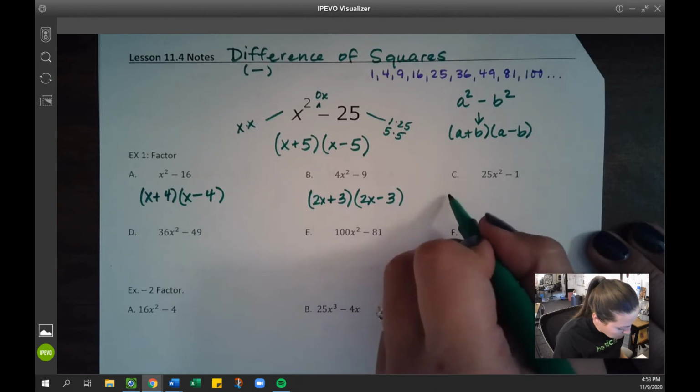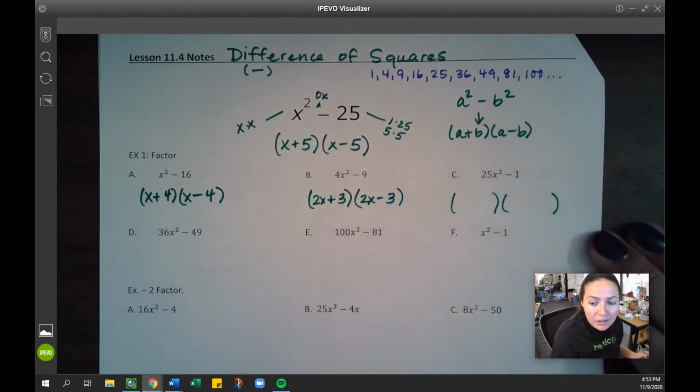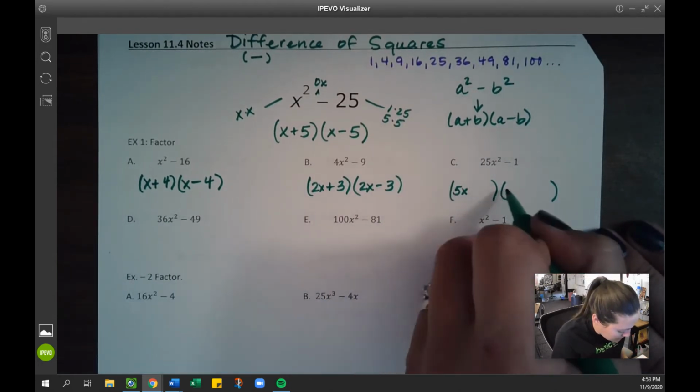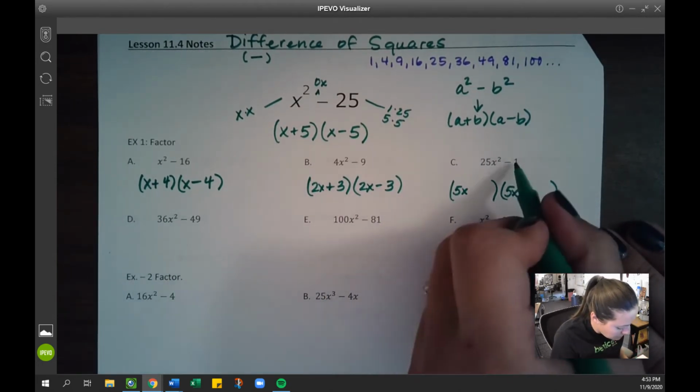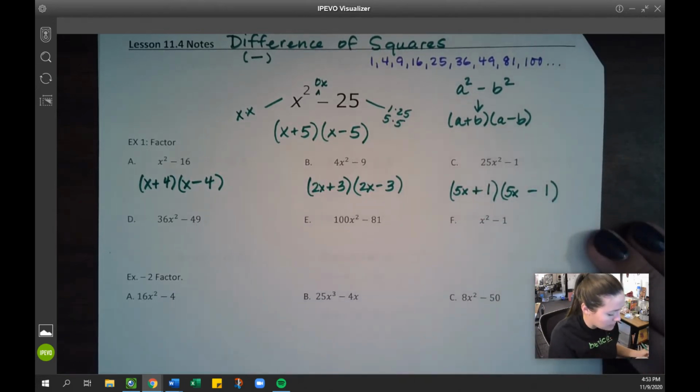Let's try c. 25x squared. What would I have to multiply by itself to get 25x squared? 5x and 5x. 1 is 1 times 1. Make one a plus and one a minus.